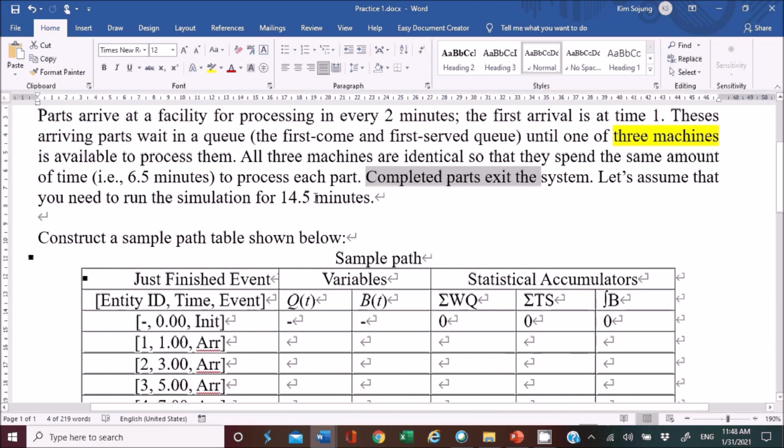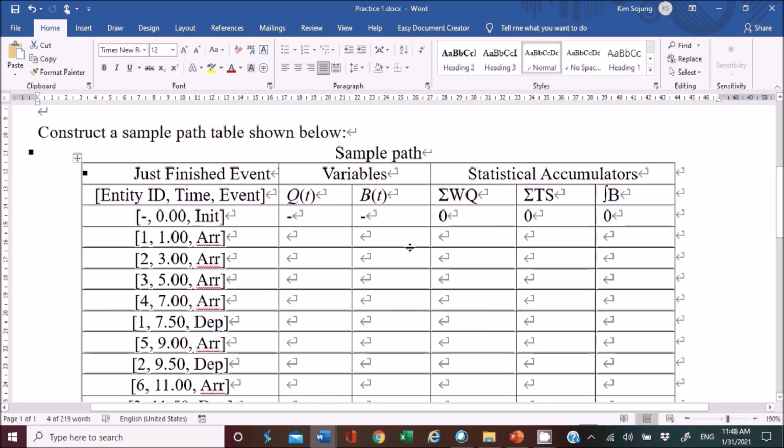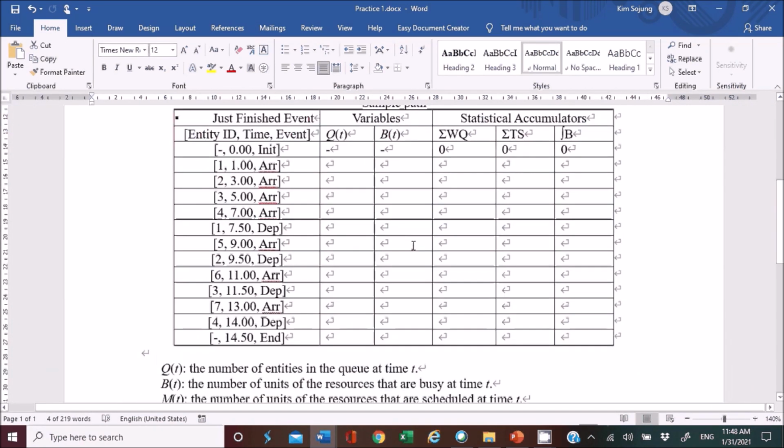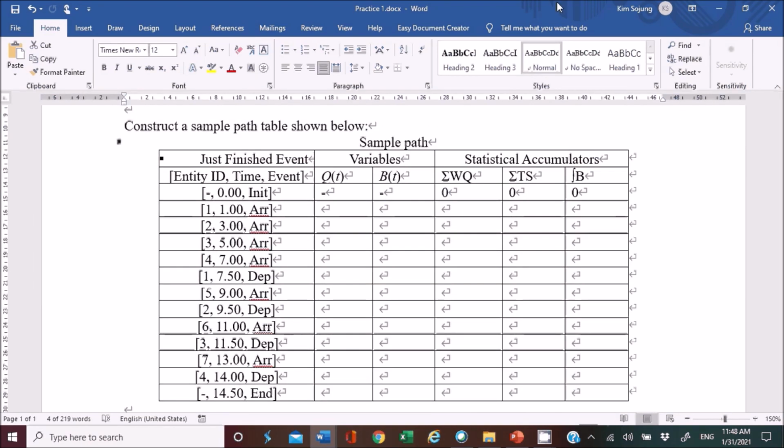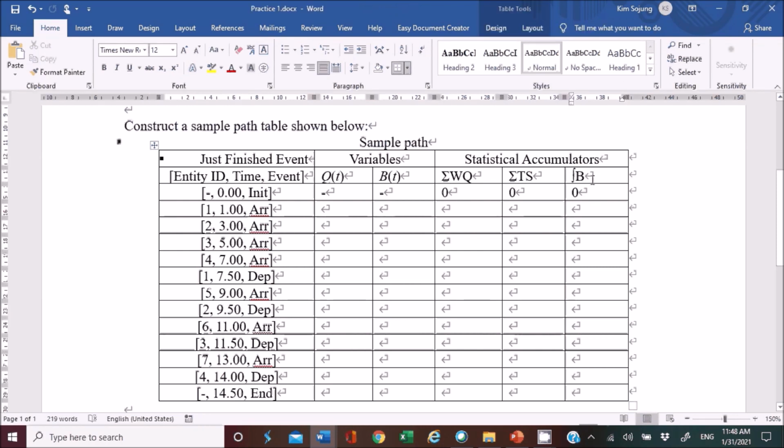not 20 minutes. So please construct a sample path table shown in this sample path table. Let me give you the time for you, so please complete this table by yourself. And we have one time persistent statistic, which is BT, yes, BT value, and then 2 tally statistics, and we have variable. Good thing is that you don't have to worry about the attribute in this example. Yes, please update these cells in the table.